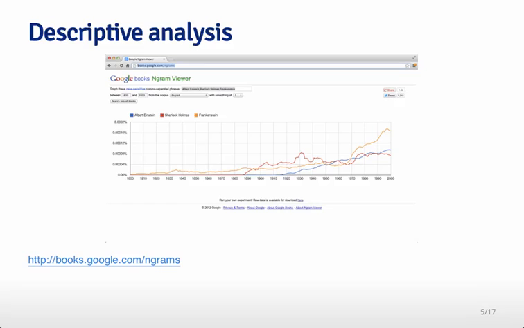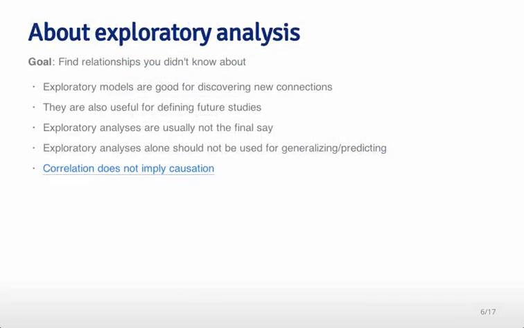Another descriptive analysis is the Google Ngram viewer. It's a collection of information about pairs or triplets of words. For example, this is a plot over time of the observation of the words Albert Einstein, Sherlock Holmes, and Frankenstein in books that have been scraped by Google. Again, this isn't trying to infer anything or make any decisions. You could do that, but this is purely a description of what's going on.